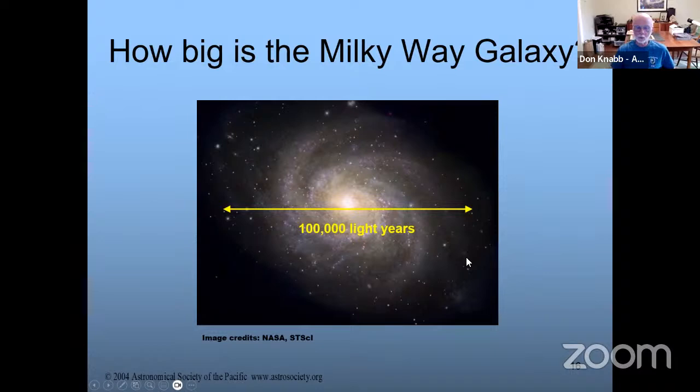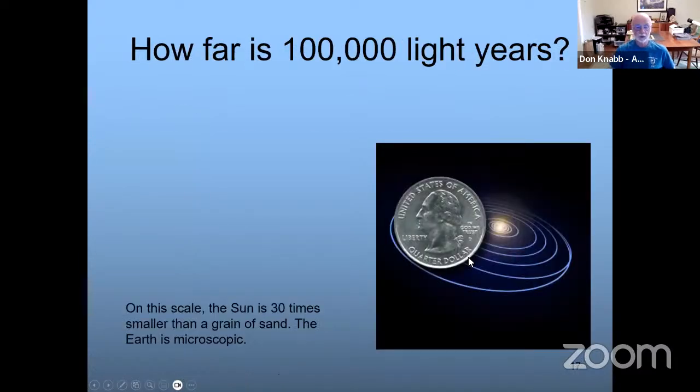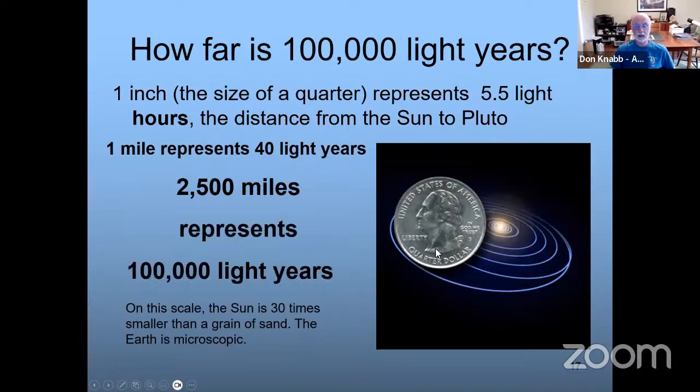So how can you explain to people what 100,000 light years is? Well, say we take a quarter, about an inch, and let that be the distance from the sun to Pluto. That's 5.5 light hours from sun to Pluto. Keep the idea of a quarter in your mind. That's the size of our entire solar system. So on that scale, a mile is 40 light years. 2,500 miles represents 100,000 light years. And as we saw above, 100,000 light years is the size of our galaxy.